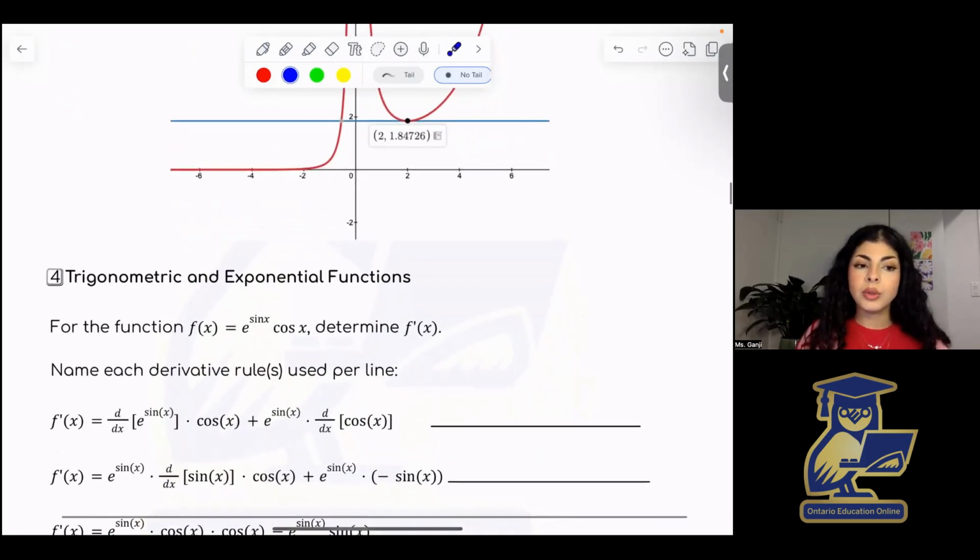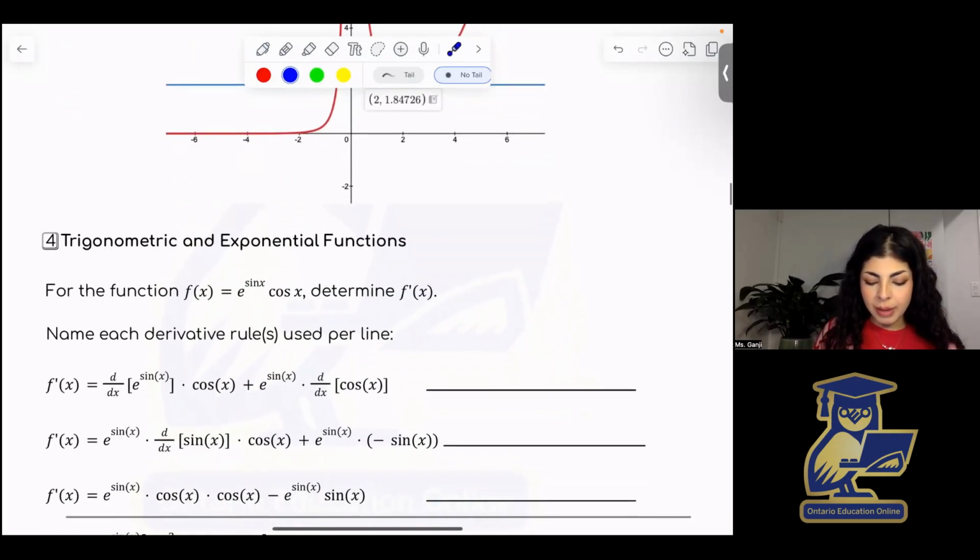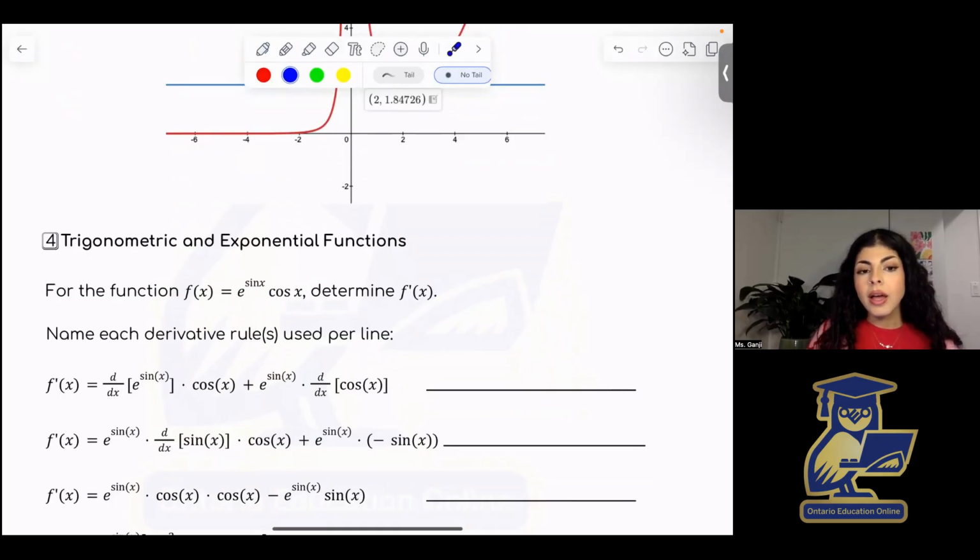Now we're going to also combine trigonometric and exponential functions. So we've seen both now, so let's put those two ideas together. So given the function e to the power of sine of x times cosine of x, we want to find the derivative here. And I want you to consider first what derivative rules we're going to apply here. Because first we have a product, but then we also have a composite function. So already based on that, I know that I'm going to have one chain rule and one product rule in there.